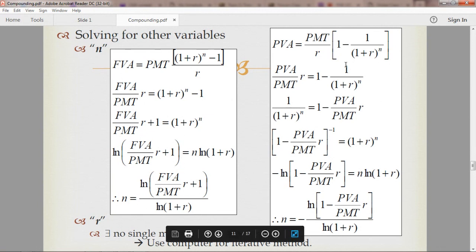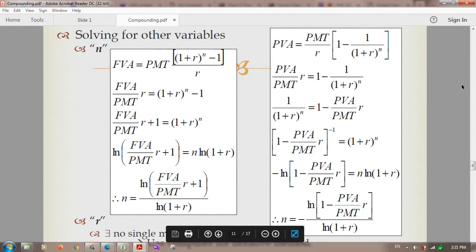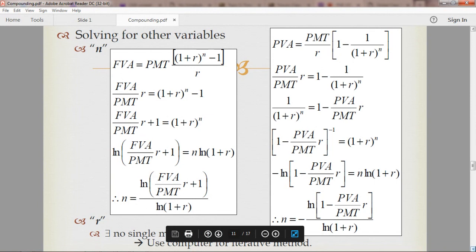And the other one is for present value of annuity. You don't have to bother with it for now, because if there is future value of annuity, there's present value of annuity. Okay? So using this formula, we can find n.